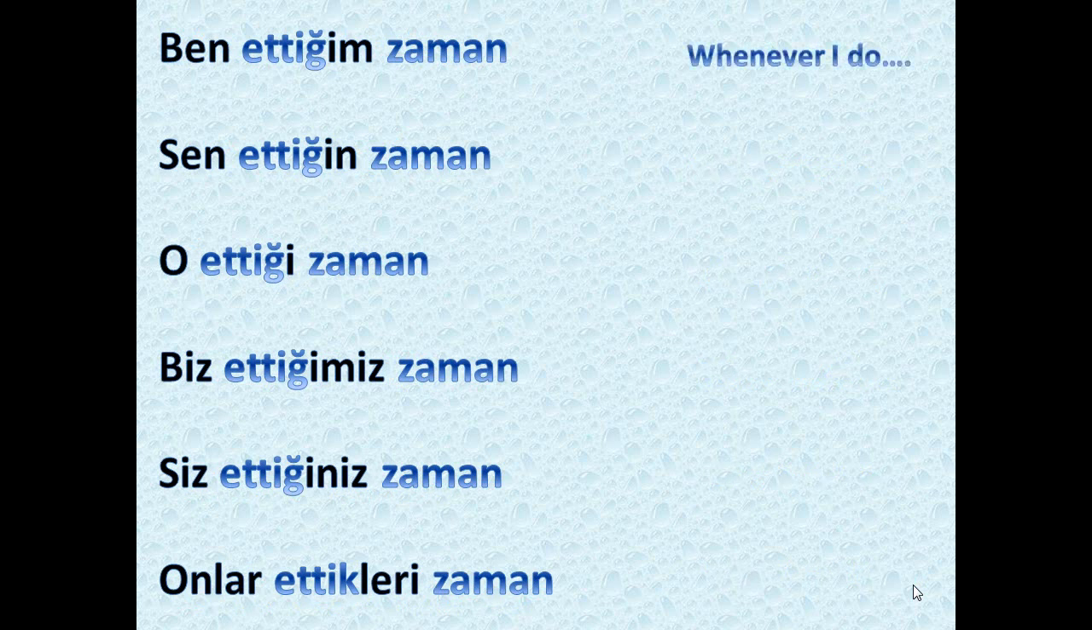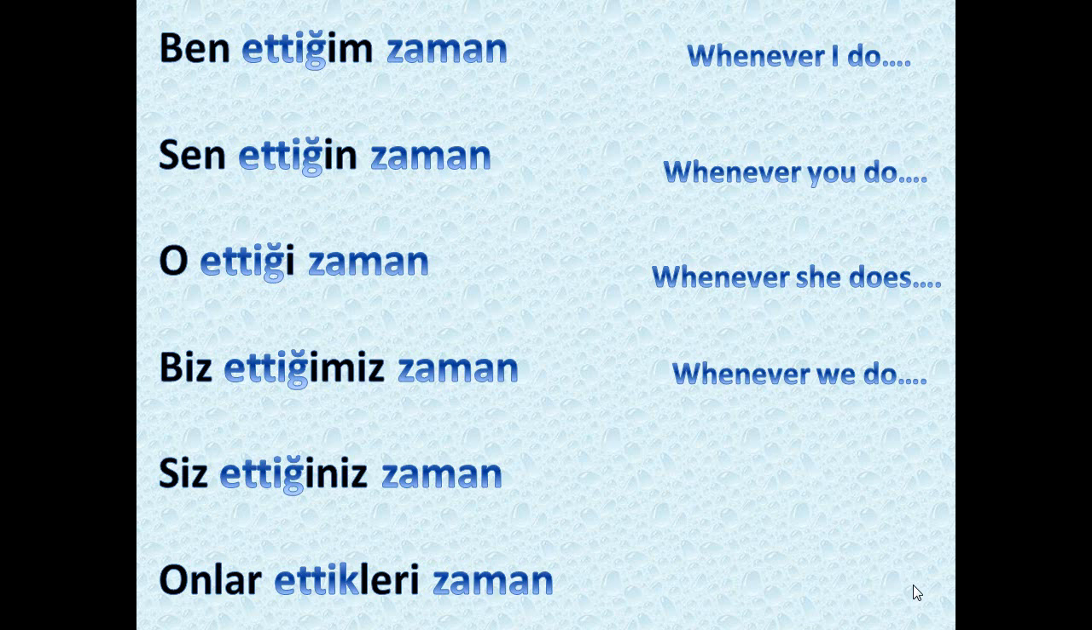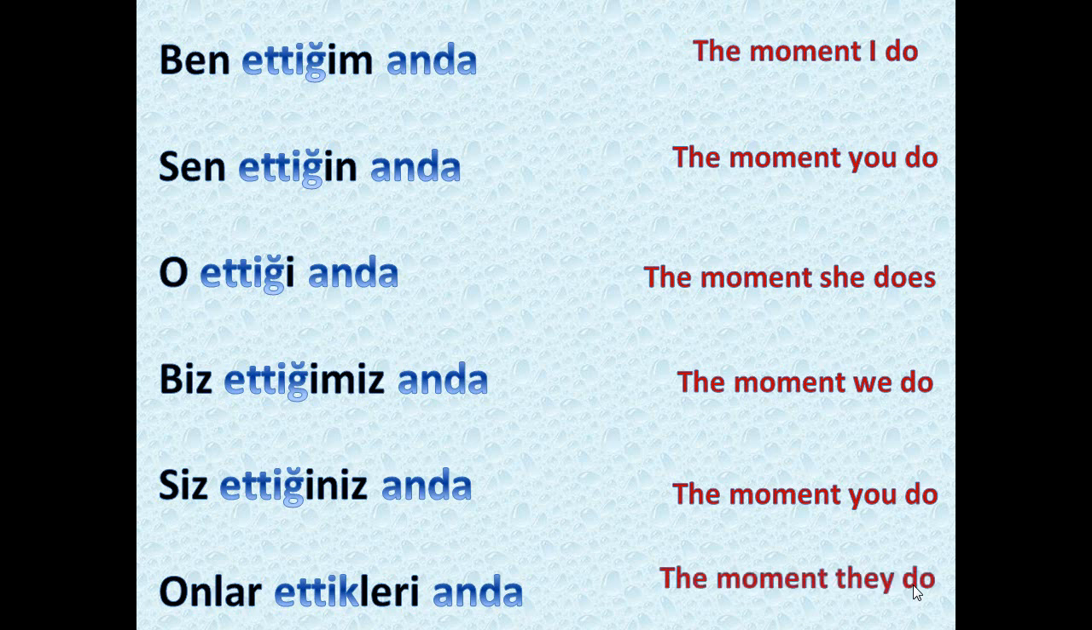Ben ettiğim zaman, whenever I do, and the list goes on, I'm just going to read the Turkish ones. Sen ettiğin zaman, o ettiği zaman, biz ettiğimiz zaman, siz ettiğiniz zaman, onlar ettikleri zaman. Okay, ben ettiğim anda, the moment I do. Sen ettiğin anda, o ettiği anda, biz ettiğimiz anda, siz ettiğiniz anda, onlar ettikleri anda.